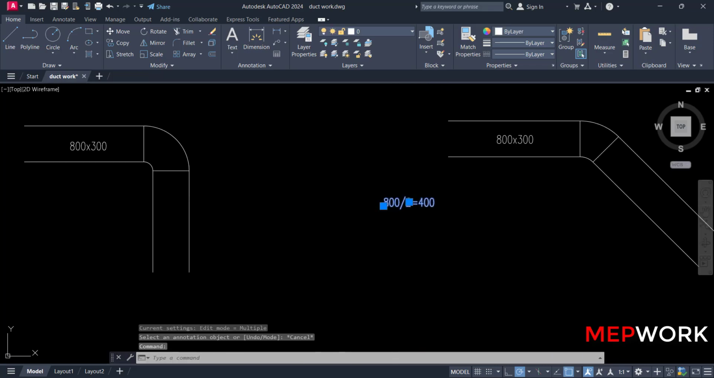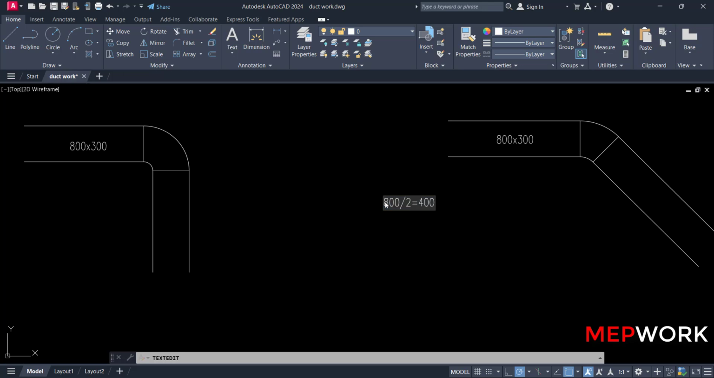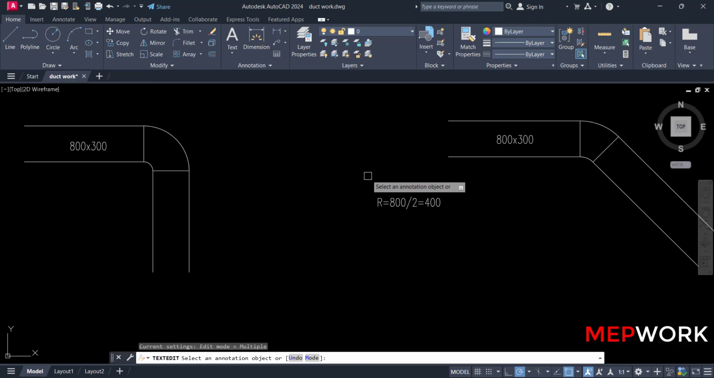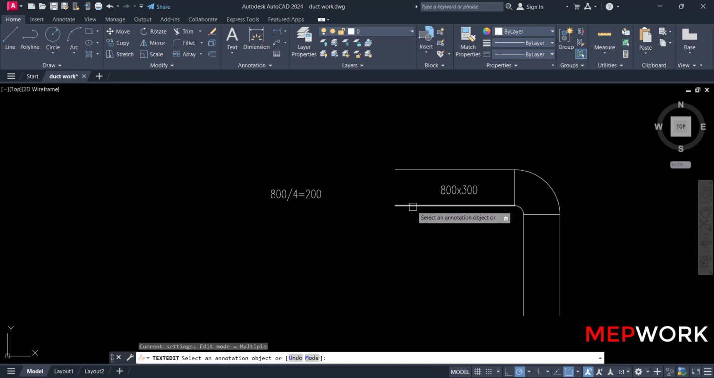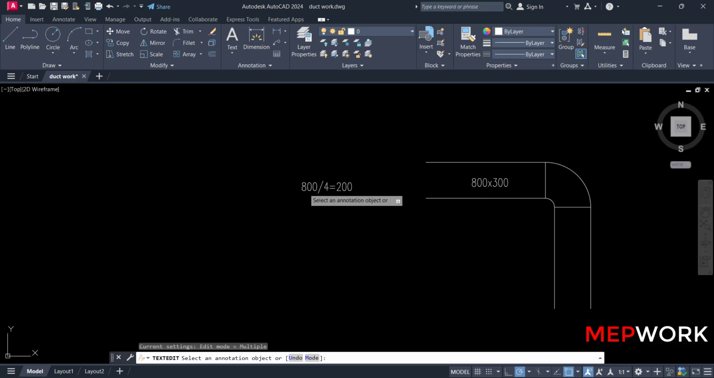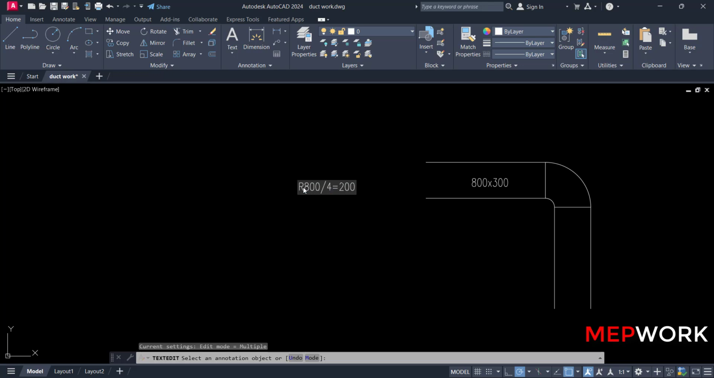Remember that the fillet radius is duct width divided by 2, and in the 90-degree elbow, the fillet radius is duct width divided by 4.